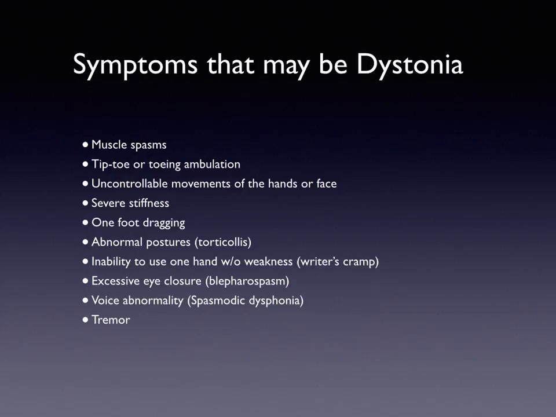And so we talked about spasmodic dysphonia, patients who kind of close their eyes excessively. That's called blepharospasm. You may have heard of that before. And then the last one, even tremors can be a form of dystonia. And they often are very similar to Parkinsonian tremors. It can be hard to differentiate.